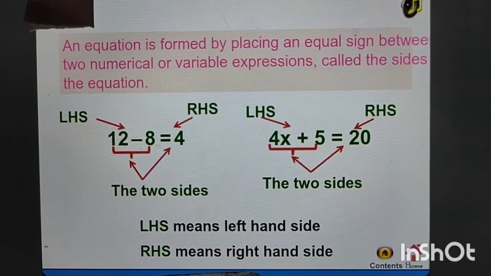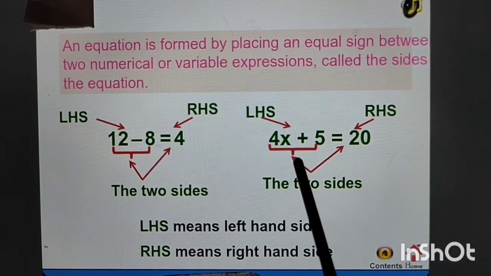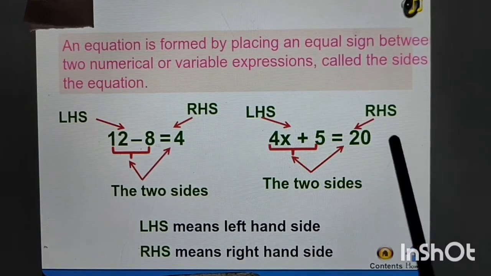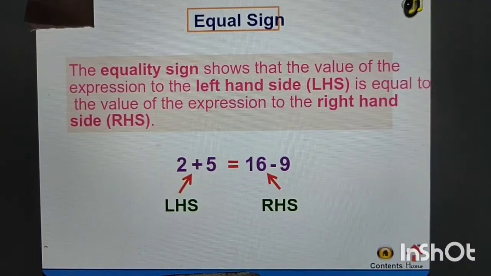Now, students, I thought you understand what is an equation. In an equation, this side acts as the left hand side and this complete side acts as the right hand side. And we consider that when both sides are equal, we say that this is an equation. The equality sign shows that the value of the expression on the left hand side, LHS, is equal to the value of the expression on the right hand side, RHS.